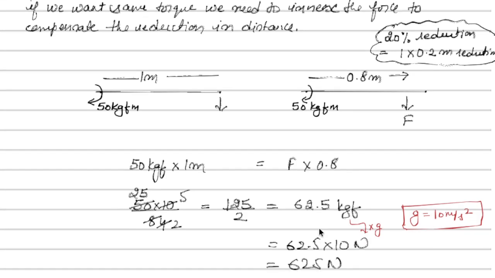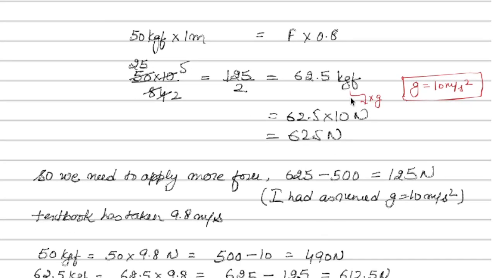Now we can convert this kilogram force into newtons by multiplying it by g. So g is acceleration due to gravity. I have taken it as 10. So 62.5 into 10 will be 625 Newton.